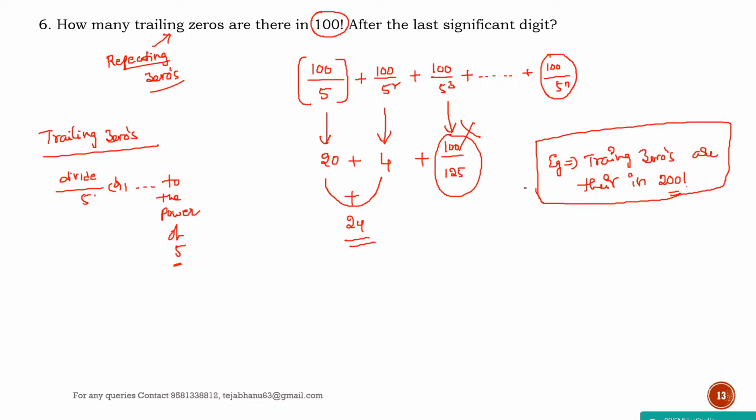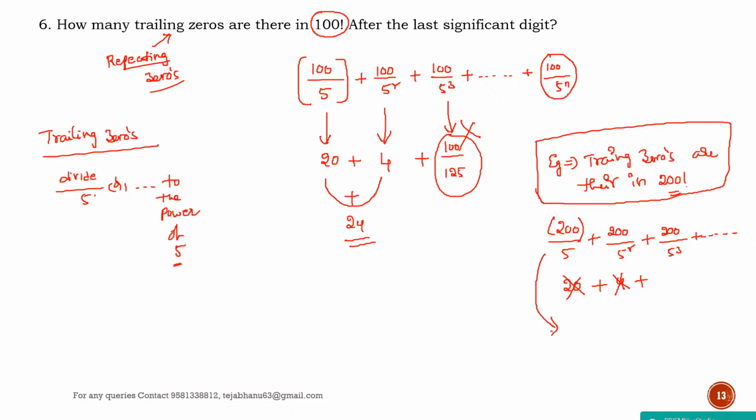Come on, be fast. It is 200 by 5 plus 200 by 5 square plus 200 by 5 cube and so on. 200 by 5 is 20, 200 by 5 square, 4. Is it right, my dears? It's not 100, right? It's 200. We may confuse it with the previous question, that's why I said this.